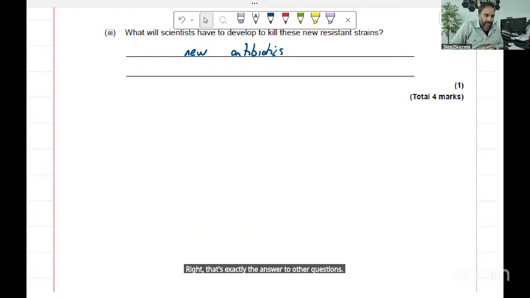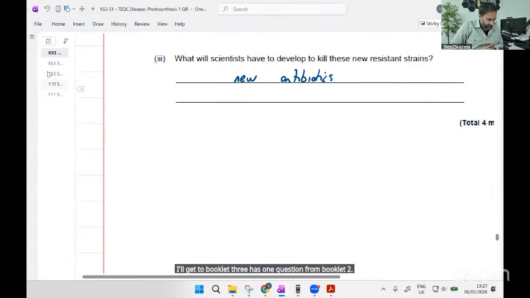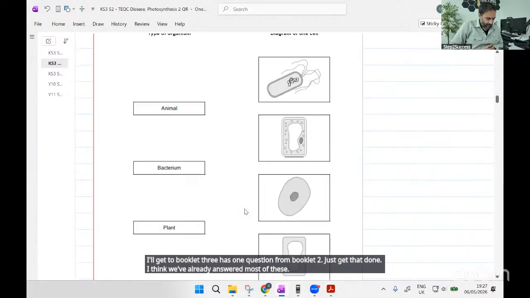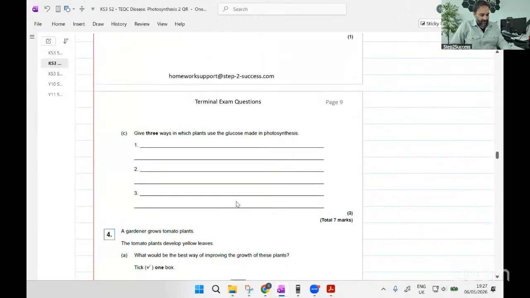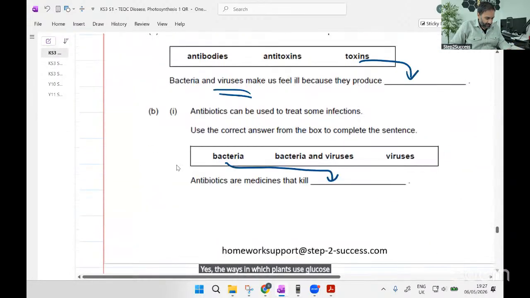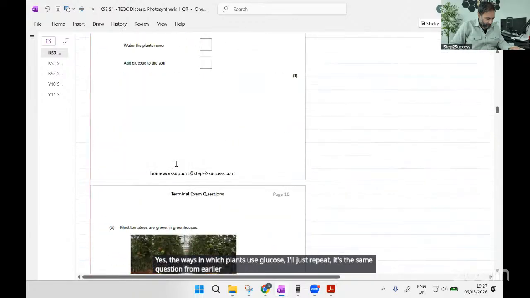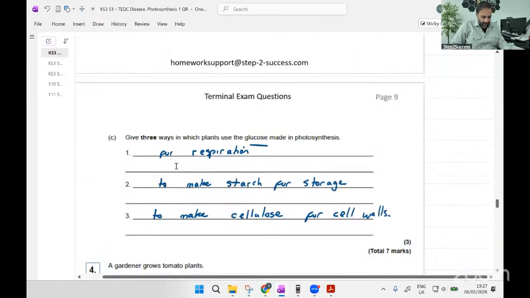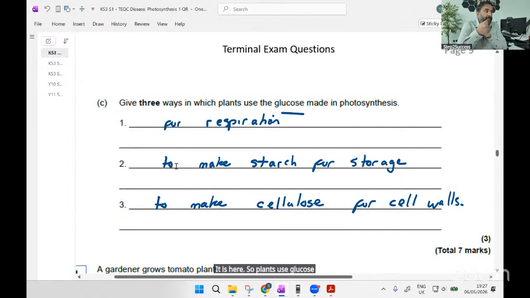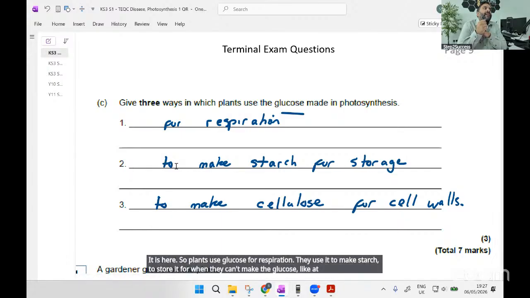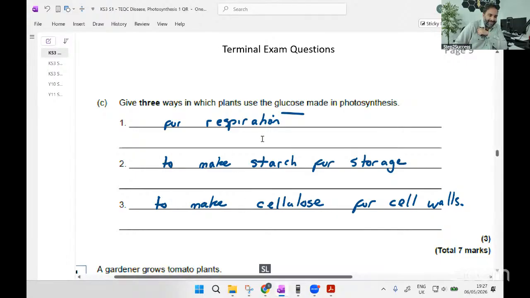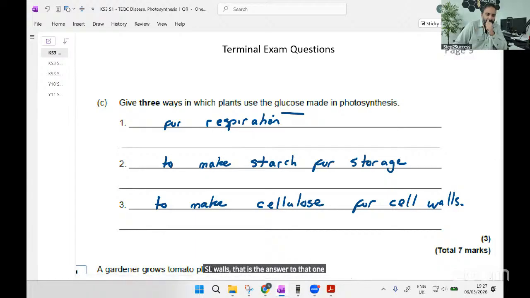Other questions: I'll get to booklet three. There's one question from booklet two. I'll just get that done. I think we've already answered most of these. Yes, the ways in which plants use glucose, I'll just repeat. It's the same question from earlier. It is here. So plants use glucose for respiration. They use it to make starch, to store it for when they can't make the glucose, like at nighttime. And they also use it to make this stuff called cellulose, which is for their cell walls. That is the answer to that one, which will move me straight on to booklet three.